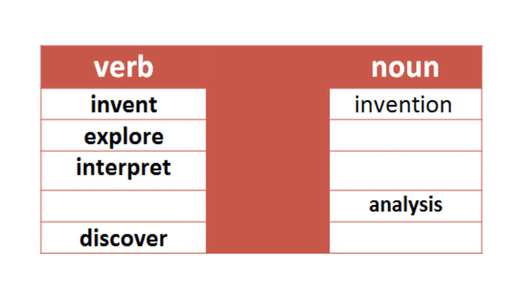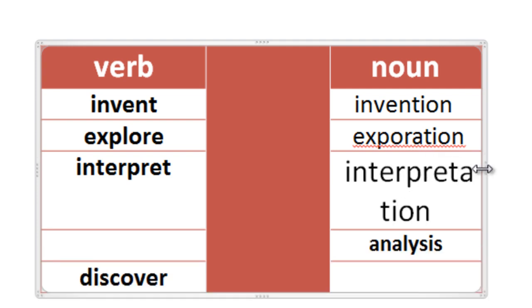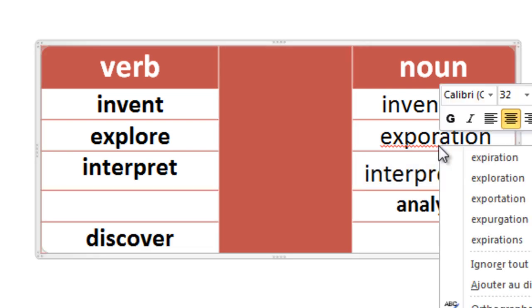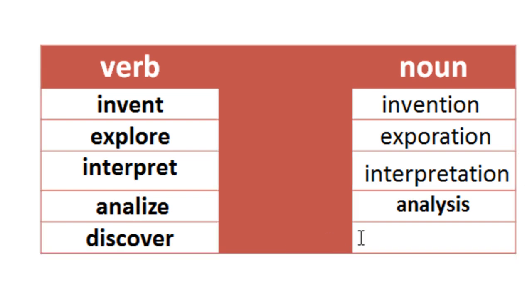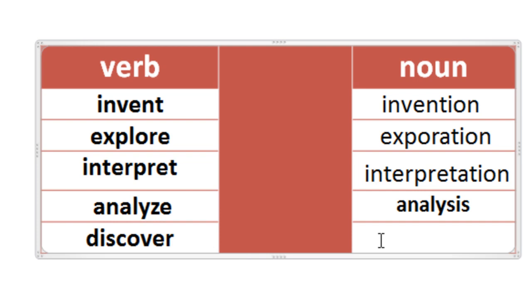The mobile phone and the computer are great inventions. Explore. The noun that can be formed from the verb explore is exploration. Interpret, interpretation. Analysis is a noun, and the verb that can be formed from this noun is analyze. As for discover, the noun that can be formed from it is discovery.